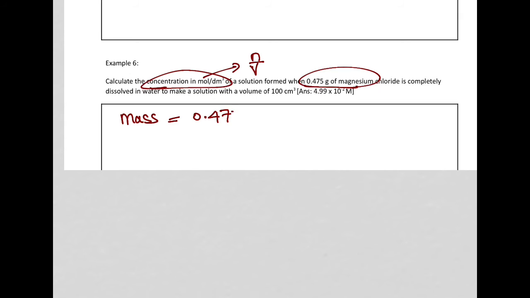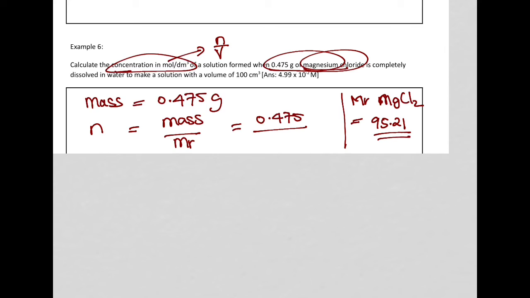Question 6, you need to find concentration in mole per dm³. You have the mass of magnesium chloride, and you're asked to find concentration in mole per dm³. So you'll need number of moles per volume. So mass is 0.475 grams of magnesium chloride. Most probably you'll need to find the number of moles of magnesium chloride. So number of moles is mass divided by Mr.